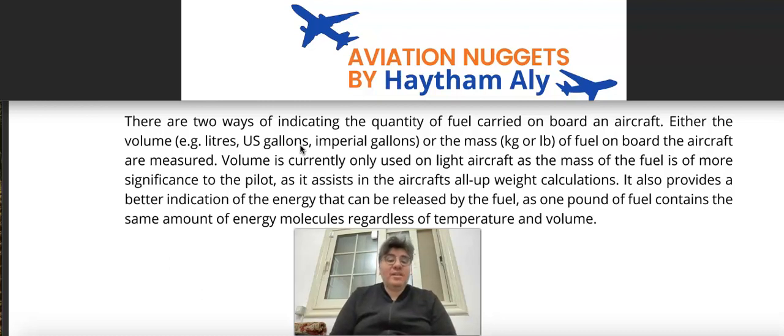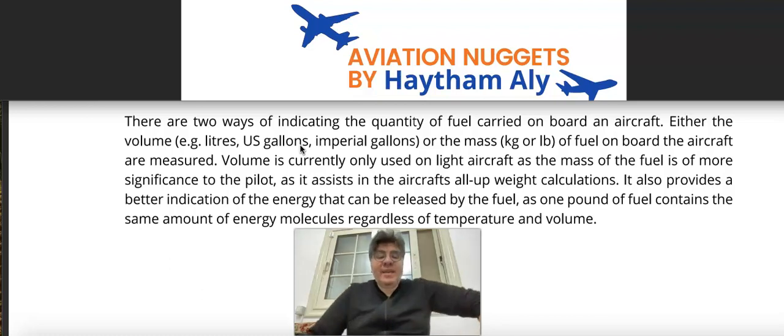For fuel indication in the cockpit, we may use fuel mass or fuel volume. Some aircraft indicate fuel in volume, and some other aircraft indicate fuel in mass, kilogram or pound. What is the best? In modern airliners, big heavy jets, we always have the fuel indication in kilogram or pound or mass, not volume. Only on light aircraft we may have indication of the fuel in volume, not mass.